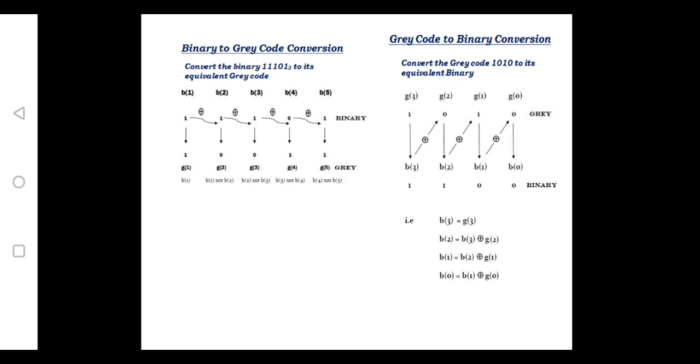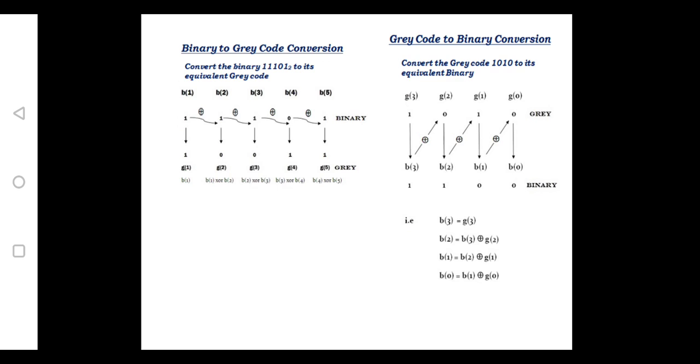So XOR is nothing but: odd number of ones, result is 1. Even number of ones, result is 0. So here first write down the given number 11101. This is binary. If we want to convert into gray, the first step is write down the MSB bit as it is. So here MSB bit is nothing but the left side bit. So here write down the 1 as it is.